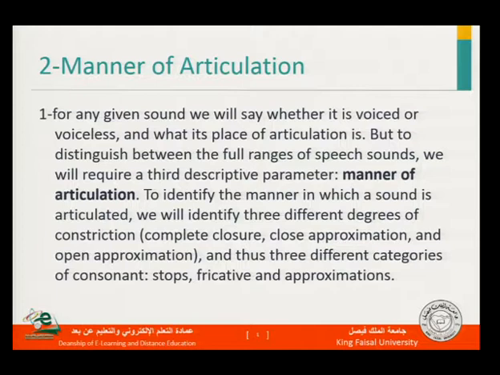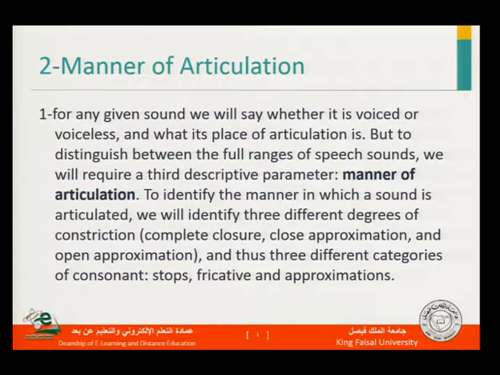To identify the manner in which a sound is articulated, we will identify 3 different degrees of constriction. Complete closure, close approximation, and open approximation. Complete closure, like the pronunciation of ka or ga or P or B, where the air is completely stopped, then it is released. And we have a close approximation, and then we have open approximation. We will talk about all of them. And thus, three different categories of consonants.